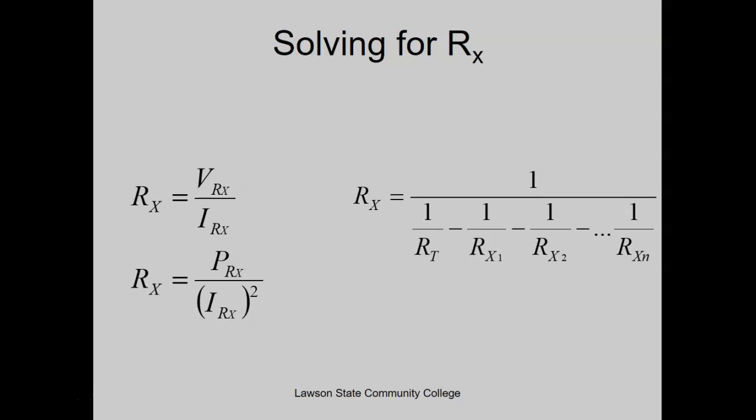Now, this formula right here would work the best. The Rx is equal to the inverse of your resistance total minus the inverse of all your resistances. If you don't have resistance but you have conductance, all you have to do is flip the conductance to find the resistance. In this case, you're flipping the resistance to find the conductance and adding or subtracting the conductance.